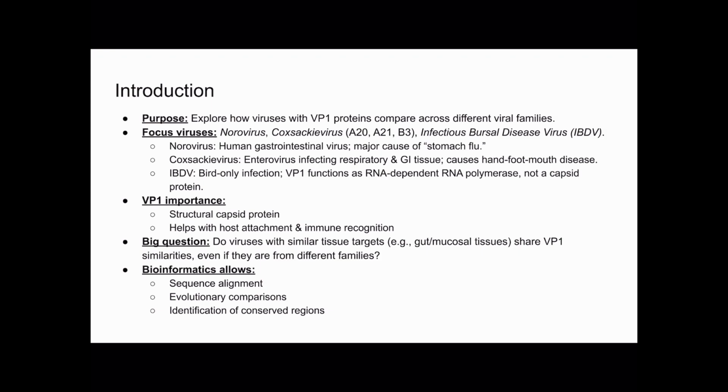VP1 functions as RNA-dependent RNA polymerase, not a capsid protein. VP1's importance is as the structural capsid protein that helps with host attachment and immune recognition. Our big question is, do viruses with similar tissue targets, for example gut or mucosal tissues, share VP1 similarities, even if they are from different families? Bioinformatics allows sequence alignment, evolutionary comparisons, and identification of conserved regions.